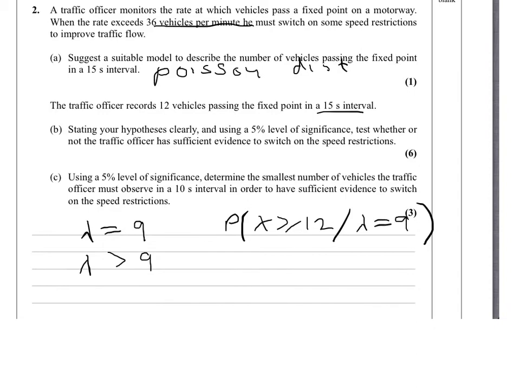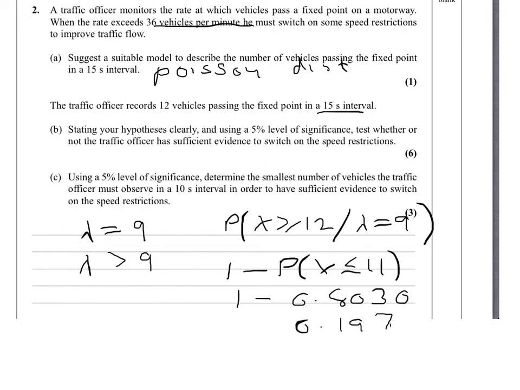Now if I go into the tables, I can find this out by 1 minus the probability that x is less than or equal to 11. So the tables tell me that the probability that x is less than or equal to 11 is 0.8030. So if I subtract this from 1, I'm going to get 0.197. Now at the 5% significance level, this is insufficient evidence.